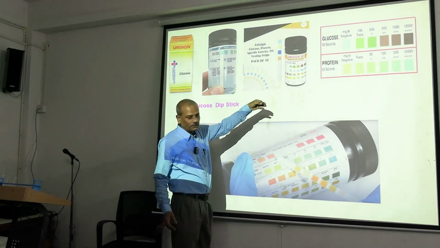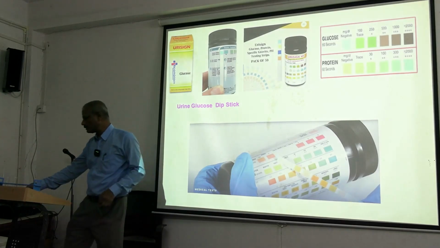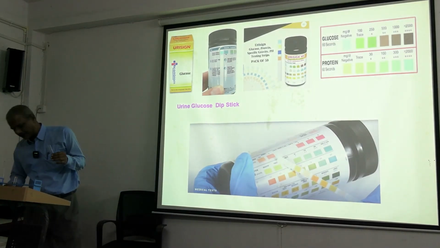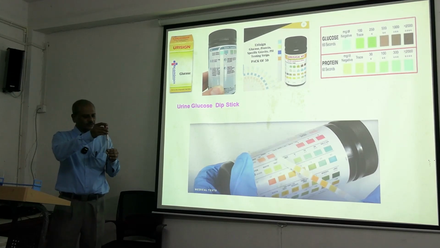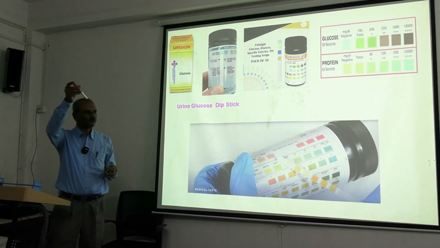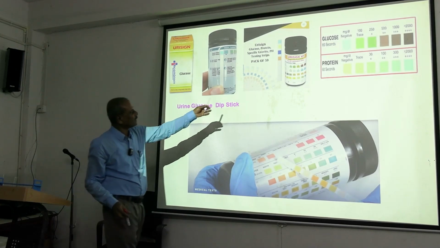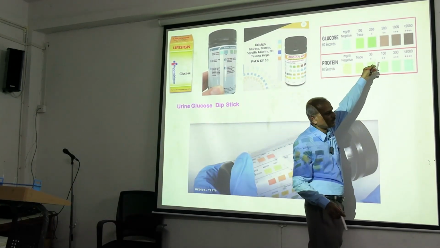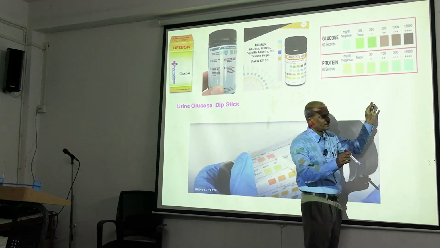You take urine in a glass tube like this, a test tube, and put the strip in, like this. Take it out and observe after 1 minute what the change of color is. The change of color is also written there, along with the approximate amount. So it is a readily available thing.